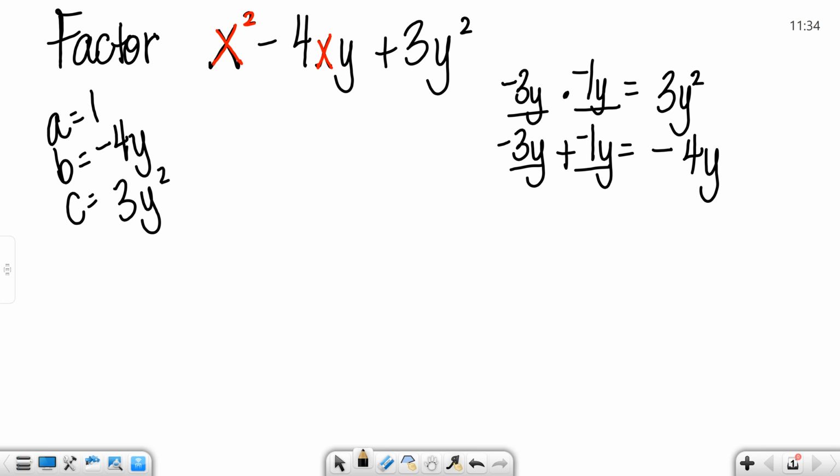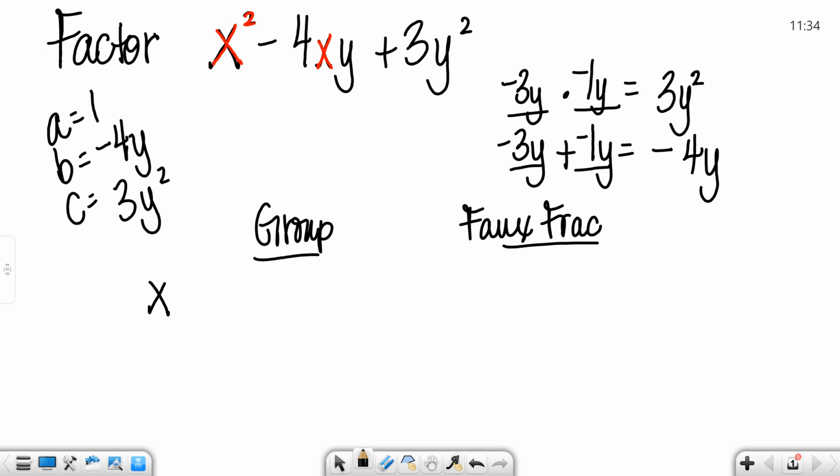All right. Again, you can go grouping or faux fractions. I will do it both ways this time, just so you can see both. All right, grouping. My first term comes down. My second term gets rewritten with the things that I just found with x. So minus 1y with x. And then my last term comes down.